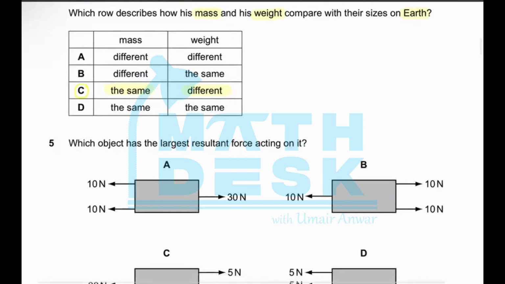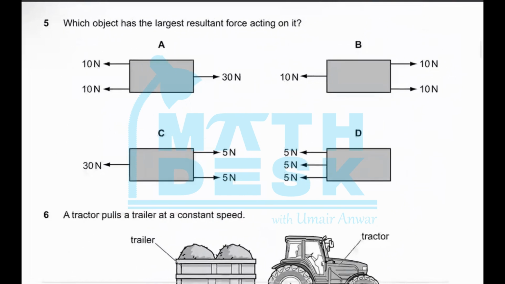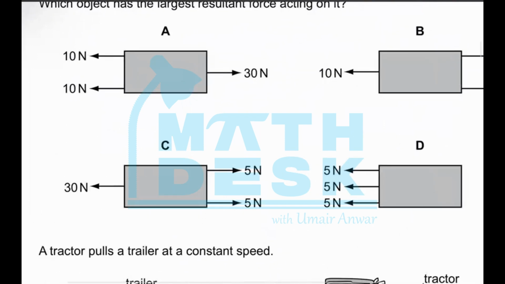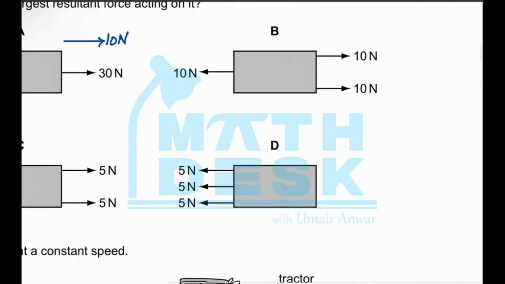Okay, question number 5, it says which object has the largest resultant force acting on it? In part A, there is a force of 30 Newton to the right and 20 Newton to the left. So it means there would be a resultant force of 10 Newton to the right. In part B, 10 Newton to the left, 20 Newton to the right. So it means again, there would be a force of 10 Newton to the right as the resultant force.